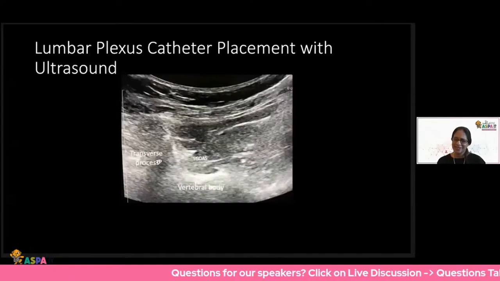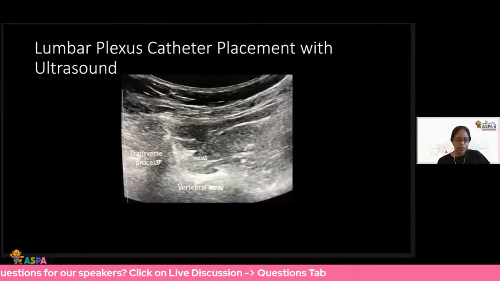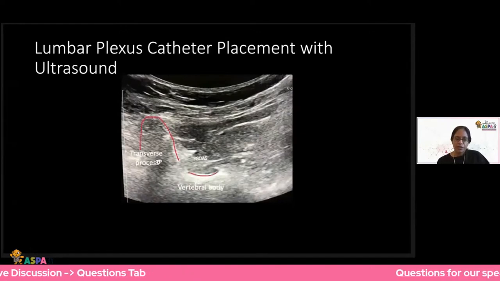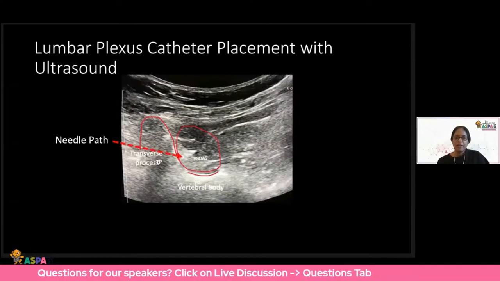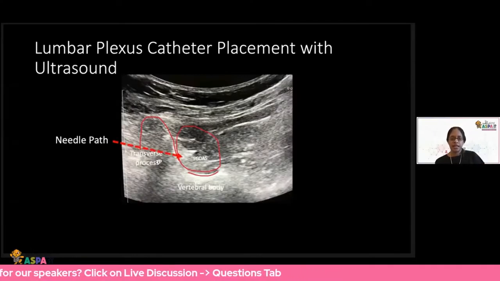This imaging, it's a little fuzzy, but it does show the transverse process here. The vertebral body is indicated there, and then the psoas muscle is in the middle. This would be our needle path, again, from posterior to anterior.